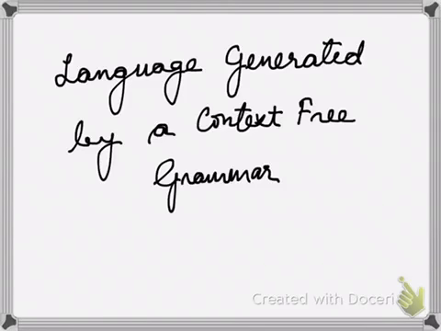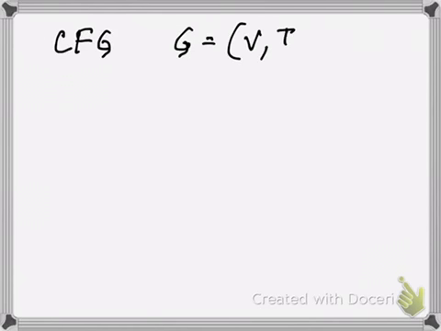Hello everybody. In this video we are going to look at the language generated by a context-free grammar. In our previous classes we have already seen how we can define a context-free grammar by using this notation. So G is a grammar, which can be denoted by the set of non-terminals, the set of terminals, the set of production rules and the start state.